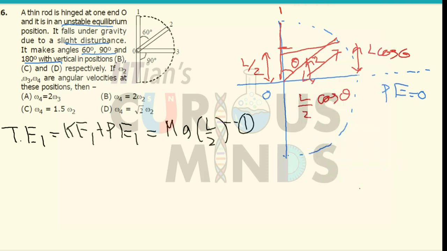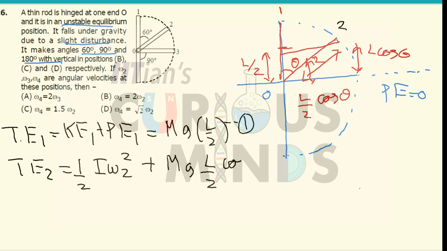So the total energy at, let us say, the second point, will again be equal to kinetic energy plus potential energy at point 2. Kinetic energy, let it be equal to half I omega 2 square, I do not know the value, plus the potential energy, which will be equal to mg into L by 2 cos theta. This is a general equation, applicable for all values of theta. Let this be equation number 2. We will use this again and again for point 3 and point 4 also.